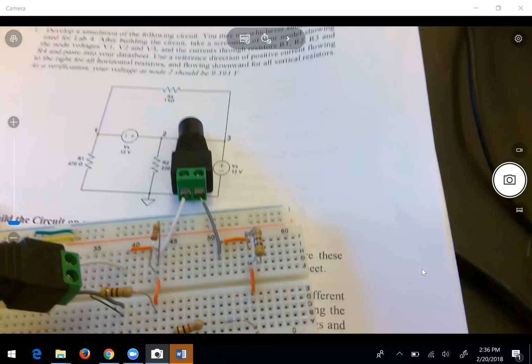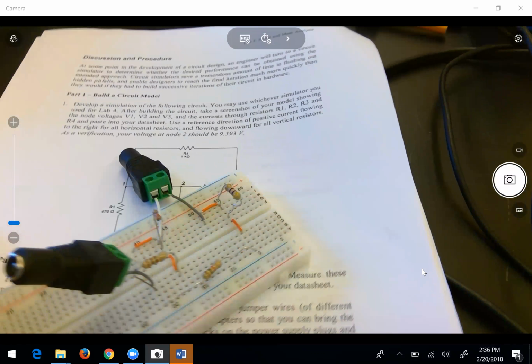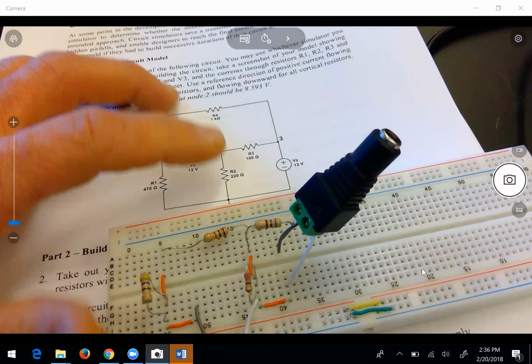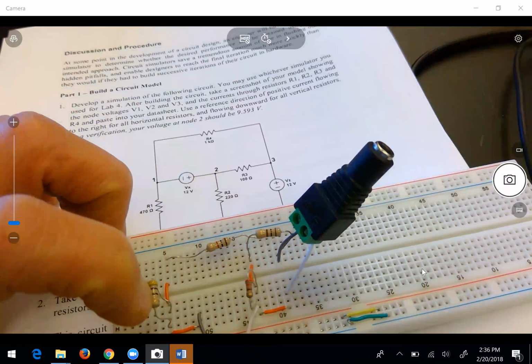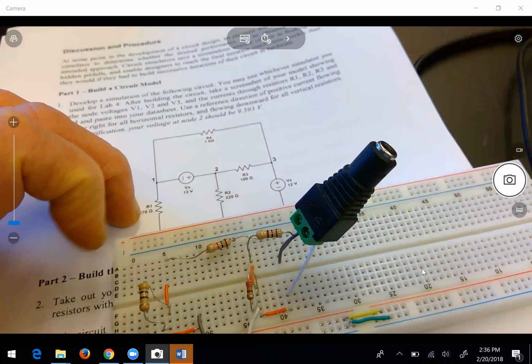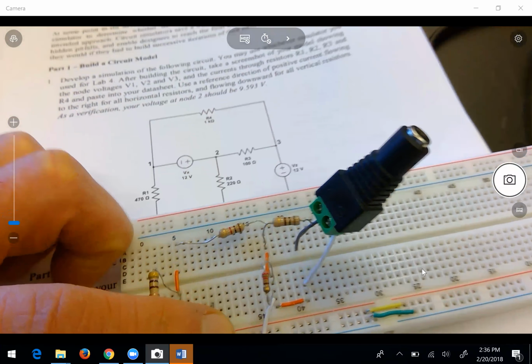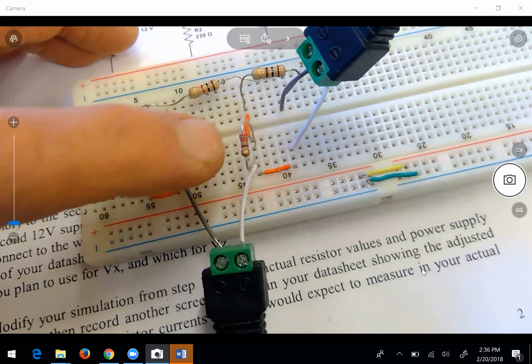So for this one, it's going to be more complicated. You've got it kind of going this way. So this is the 1K going on top. That is your R1. Sorry, that's your R1.